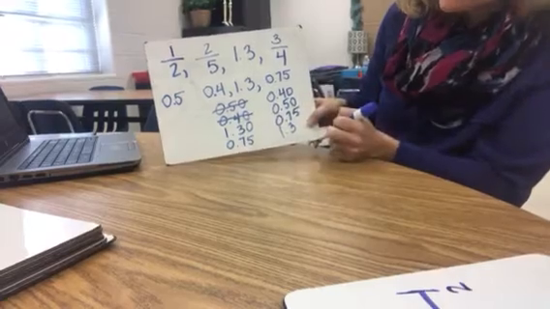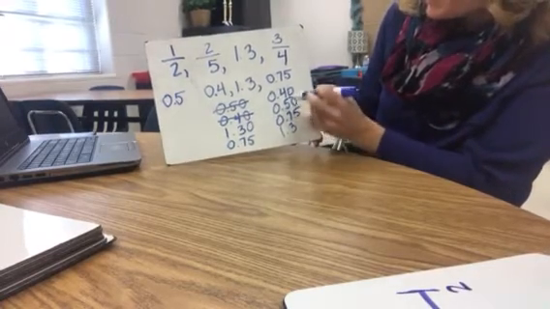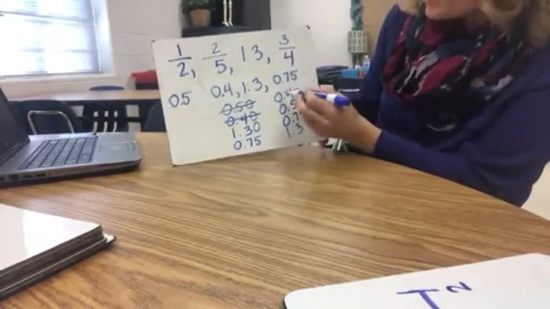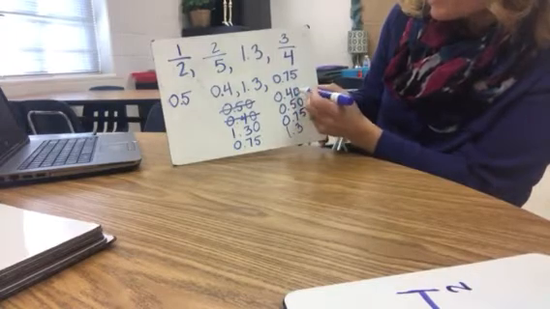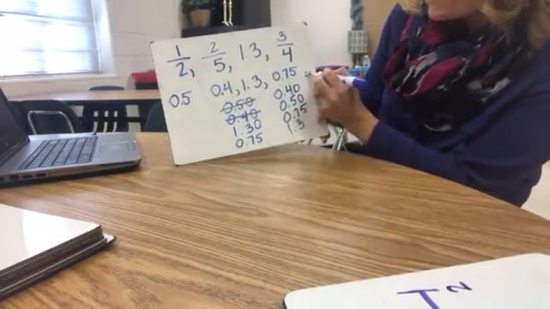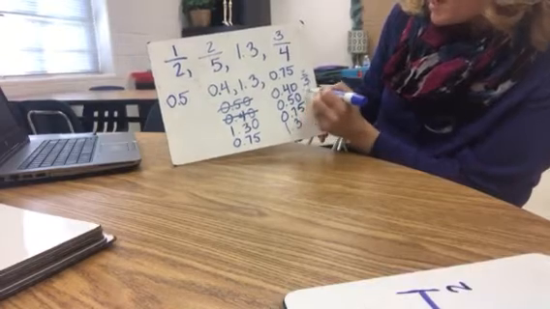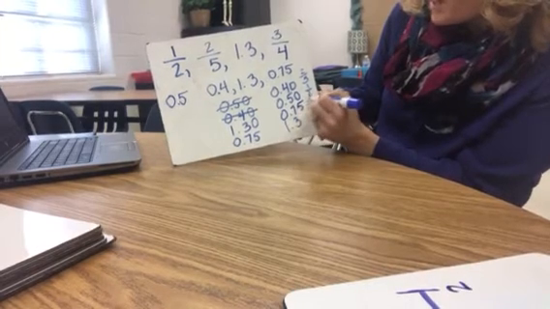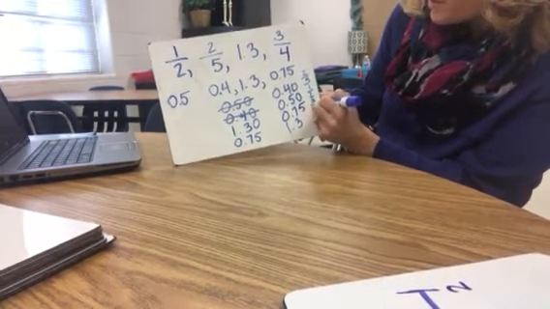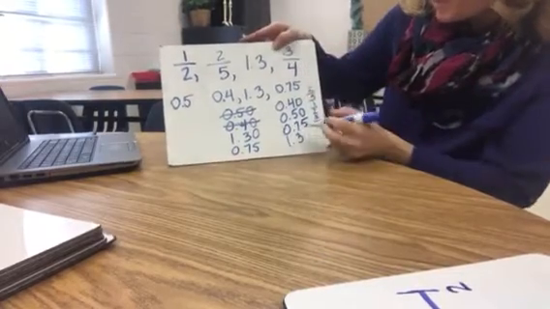So here's my order from least to greatest. But this isn't in the format it was written, right? I have to say, okay, 0.40, that's going to be my 2/5. So 2/5 comes first. Then I have my 1/2. And then I have my 3/4. And then I have my 1.3.